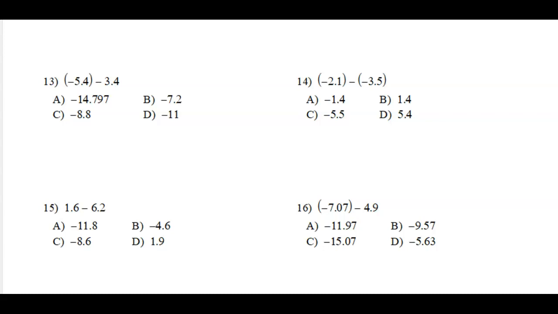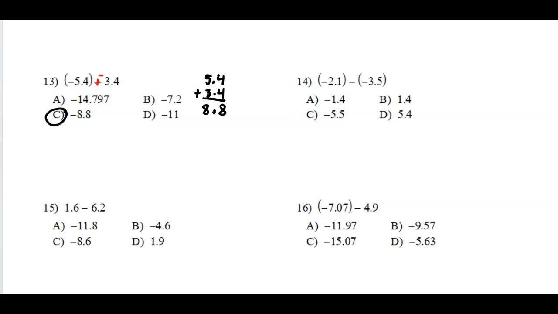So number 13, first of all, subtraction. So keep, change, change. So that means I have 5.4 plus 3.4. I add them up. I have 8, decimal 8. And remember, they were both negative, so C.